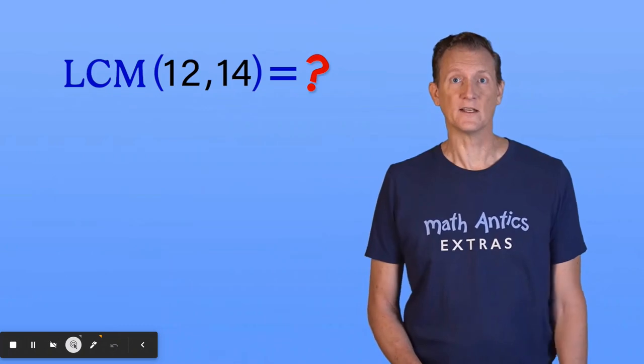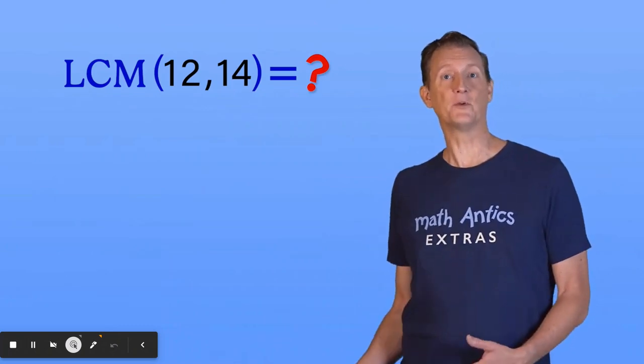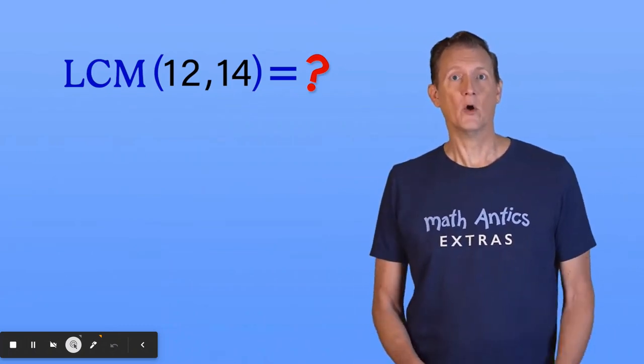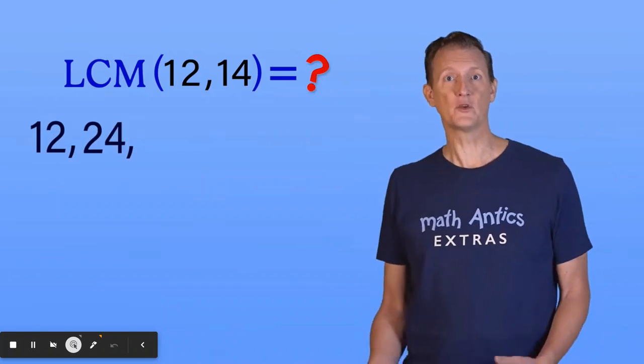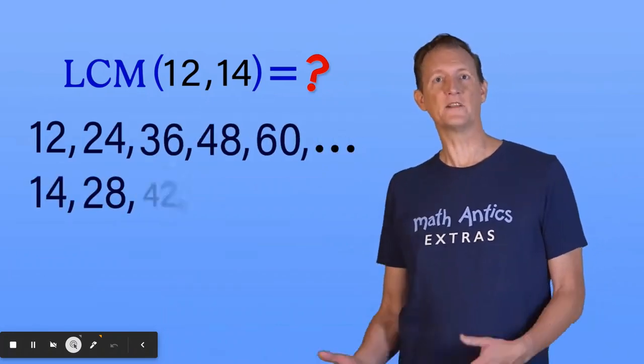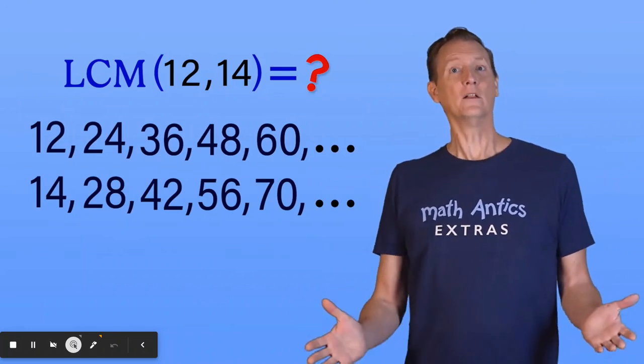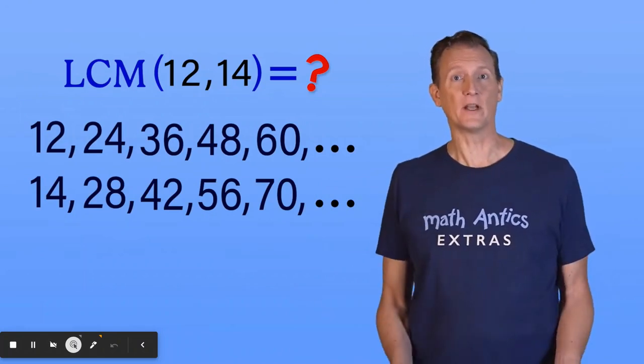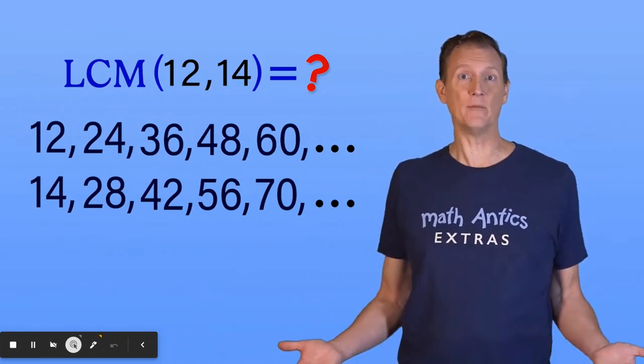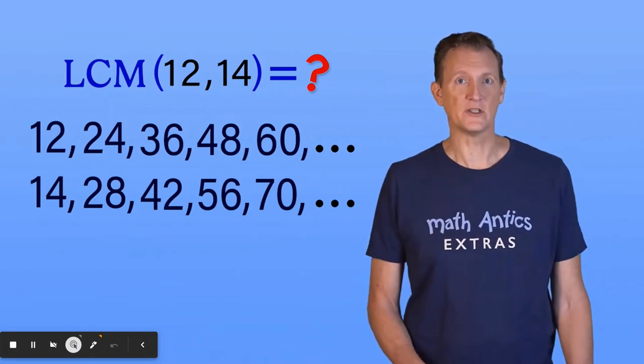But what if you want to find the least common multiple for slightly bigger numbers like these, 12 and 14? Let's start by making 5 multiples of each and see what happens. 1 12 is 12, 2 12s is 24. Well, we made 5 multiples of each number, and we haven't found a multiple that they have in common yet. Let's try 5 more of each.